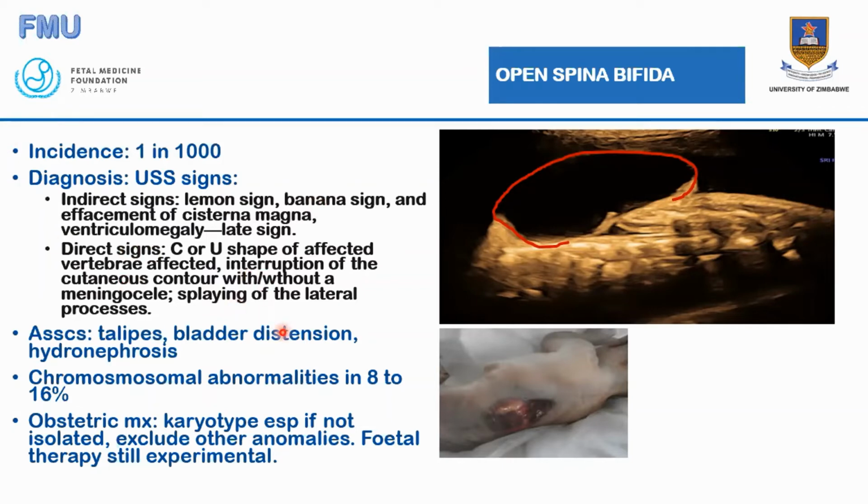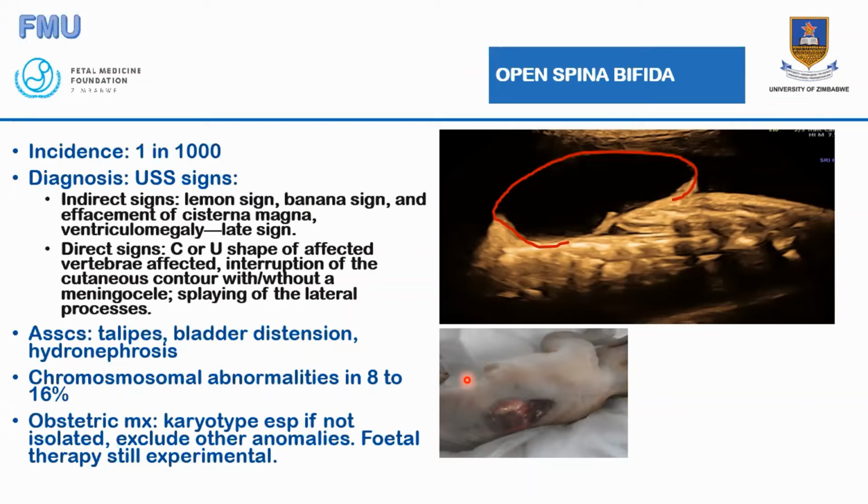So when you look at the vertebra, you see that there may be a C or U-shape on the affected part, or interruption of the continuity of the skin, or splaying of the lateral processes. Then the other associations are talipes, bladder distension, and hydronephrosis. So that means all these systems should be checked whenever you come across a myelomeningocele condition. Then chromosome abnormalities do exist in 8 to 16%. So we do offer these women karyotyping.